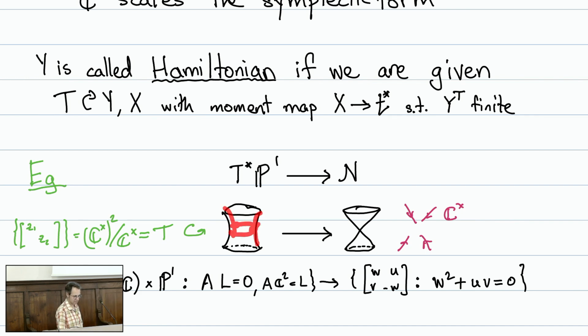So if this is a cotangent bundle of P1, where you imagine the P1 sitting here, that's the contracted P1. And this C star action is the same as scaling on the fibers of that line bundle. And there's another torus action.